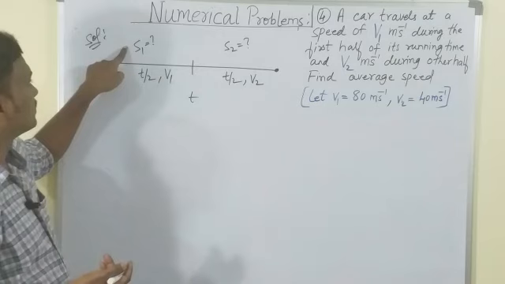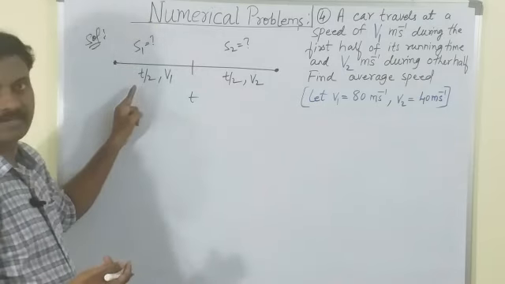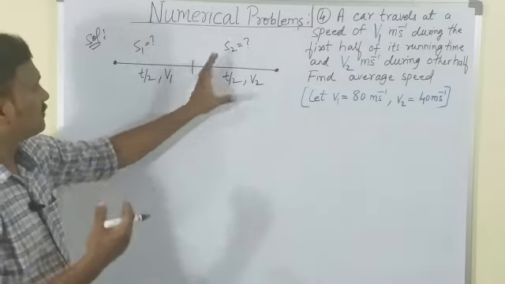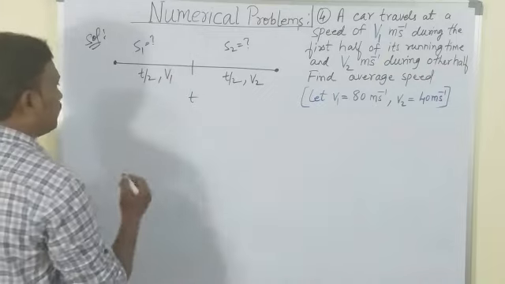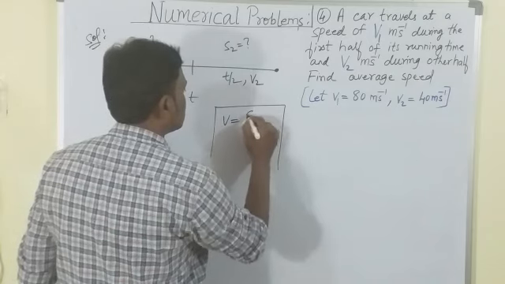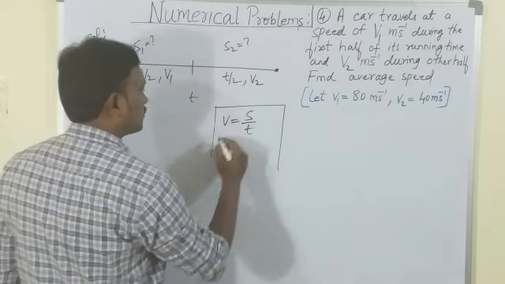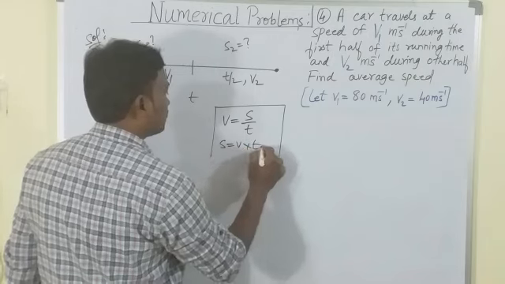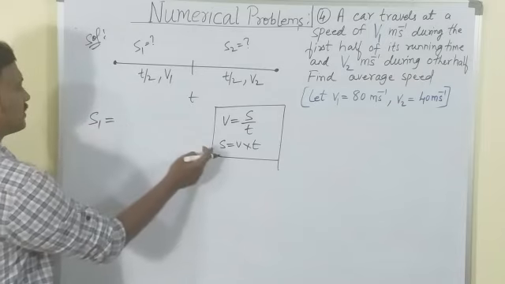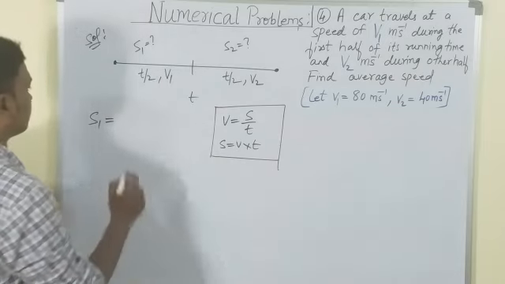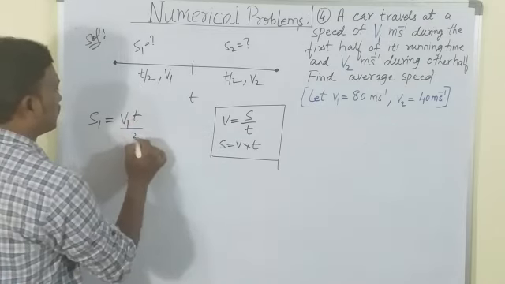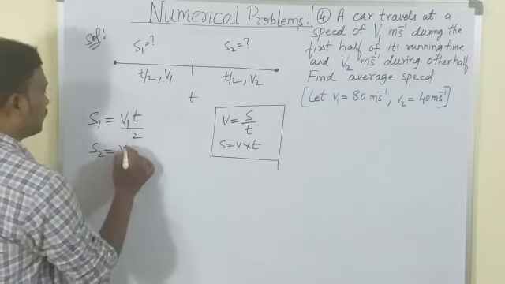Okay, so s1 is the distance traveled in time t by 2, and s2 is the distance traveled in the other half of the time. So let us find the average speed. We know the formula for speed is distance by time, and distance is equal to speed into time. So this formula you have to remember here. So s1 is equal to v1 into t by 2, and s2 is equal to v2 t by 2.